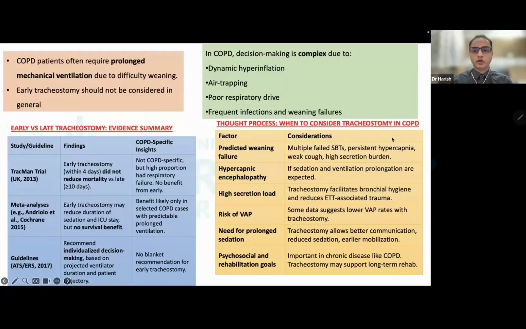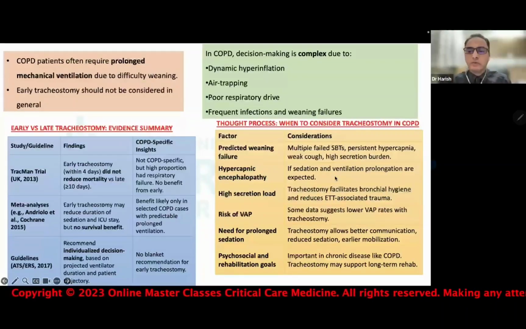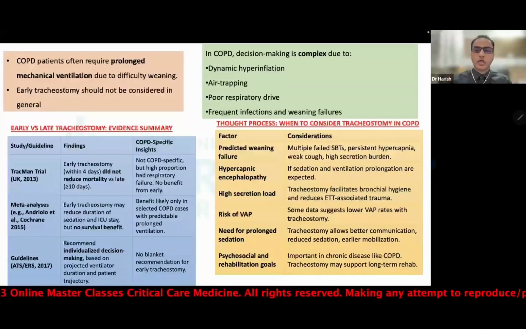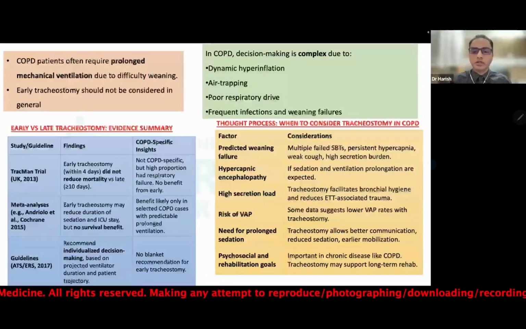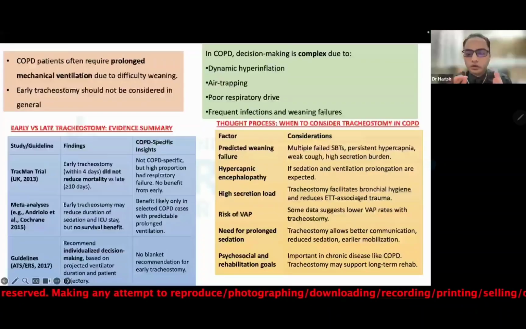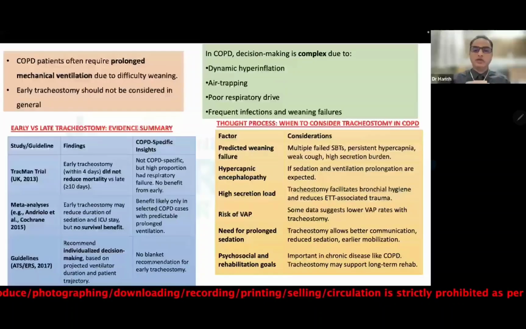So when to consider tracheostomy in COPD? If at all you want to do tracheostomy: predicted weaning failure, multiple failed spontaneous breathing trials, persistent hypercapnia, weak cough, high secretion burden. Our patient is having hypercapnic encephalopathy. If sedation and ventilation prolongation are expected, with high secretion load, tracheostomy may help in achieving bronchial hygiene and reduce endotracheal tube associated trauma. Also persistent high risk for VAP, and need for prolonged sedation.